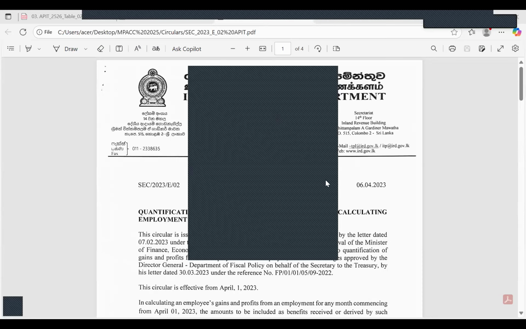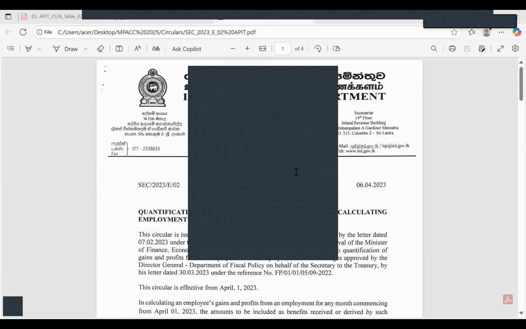There are some questions. Madam, is withholding tax applicable only for professional services or all employees? I mean the 5%. 5% is not applicable for employment income. It is a professional service income.